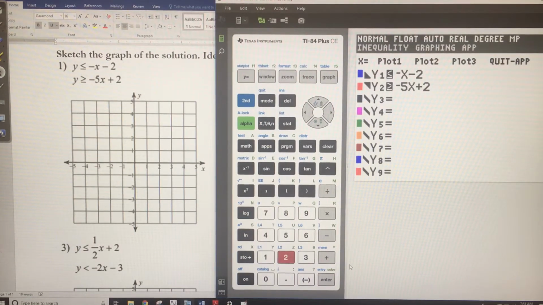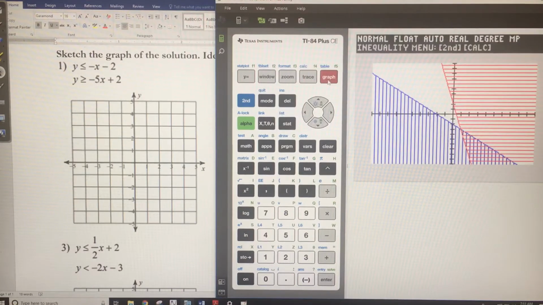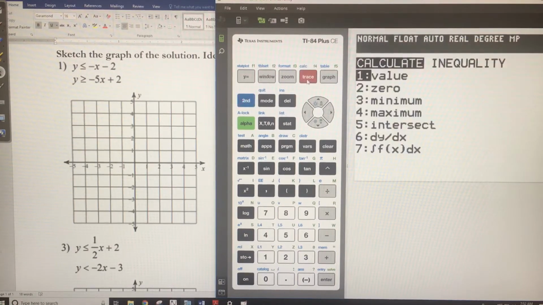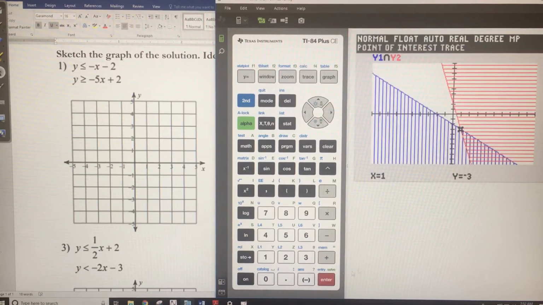So we've got that. Now this is where things change up just a little bit because of what we're looking for. First things first, let's just see what happens when you hit graph. So we've got both of these things going on at the exact same time. You see the blue shading, you see the red shading, then you see the crosshatch where they overlap. Let's make things a little simpler. To draw your graph, second trace, Inequality app, and let's find that point of intersect.